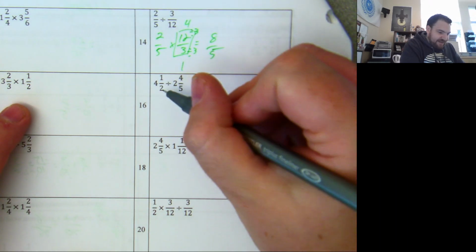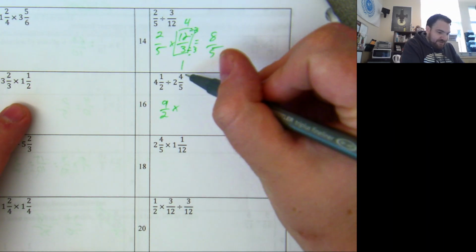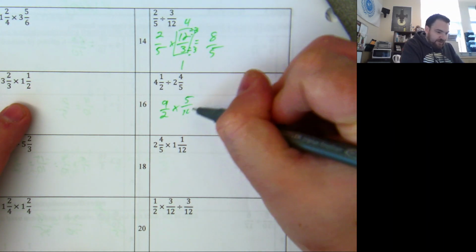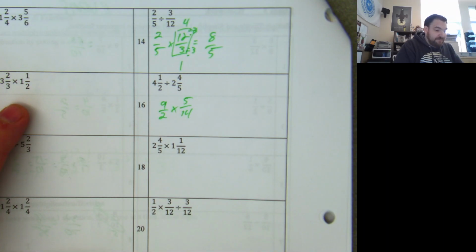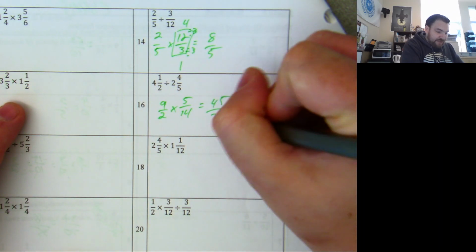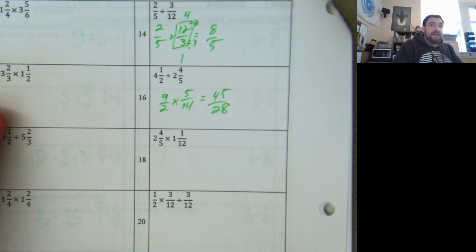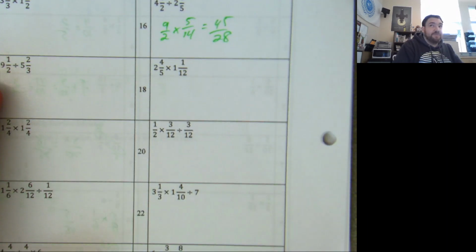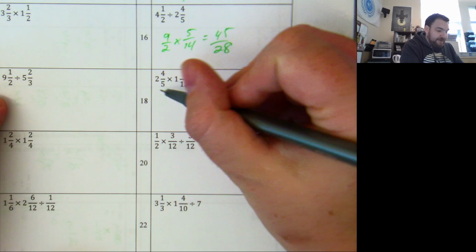No, yes, excellent. Now I'm going to have 9 over 2 times 5 times 2 is 10. That's going to be 5 over 14. There is nothing to reduce. So this is just going to become 45 over 28. If you got something different than I got, again, I'm doing this very quickly, as you can see, so don't assume that I'm not making mistakes. If there's something you'd like me to look at in more detail, let me know.